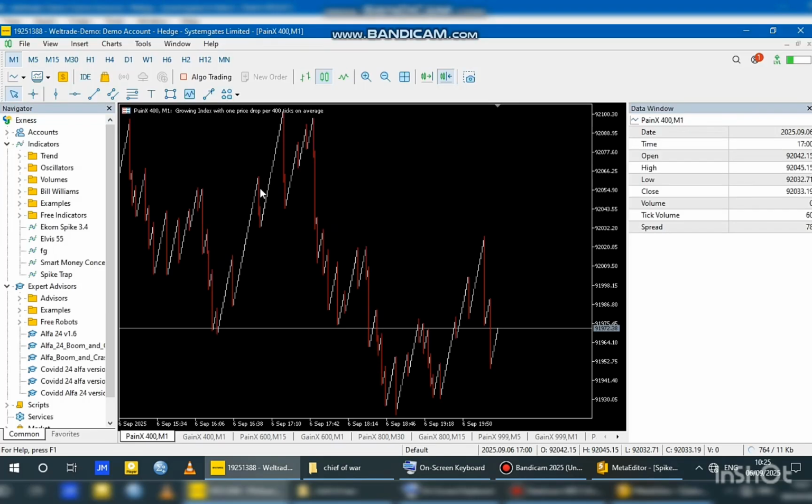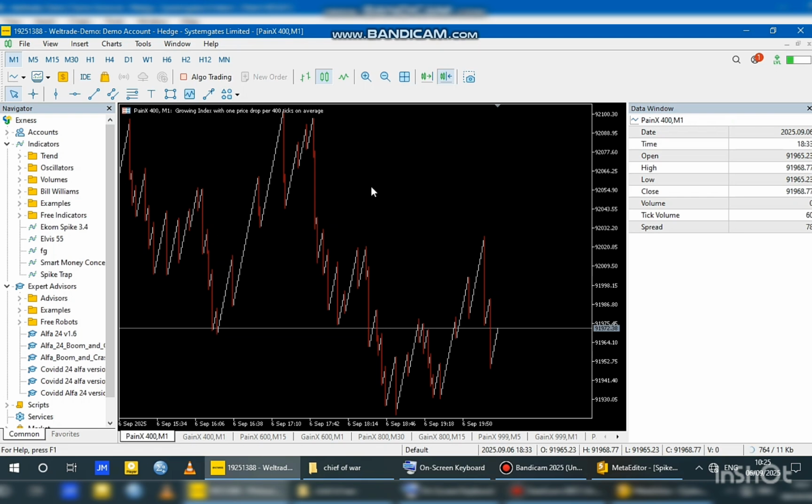Okay, to begin, I'm going to show you how I use the Spike Trap indicator to catch spikes in Boom and Crash. Or if you are using the Weltrade broker, you can trade Pain and Gain indices with this indicator. This indicator detects the spikes by giving you an arrow in the direction of the spikes.